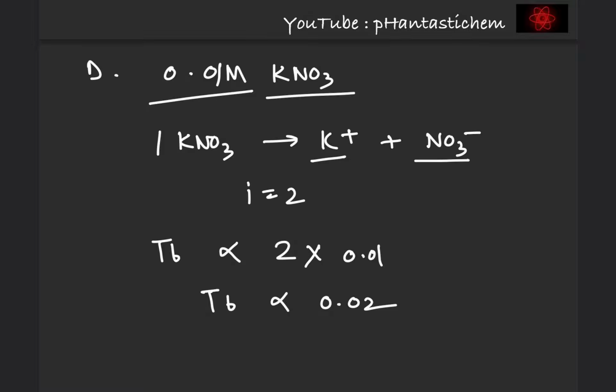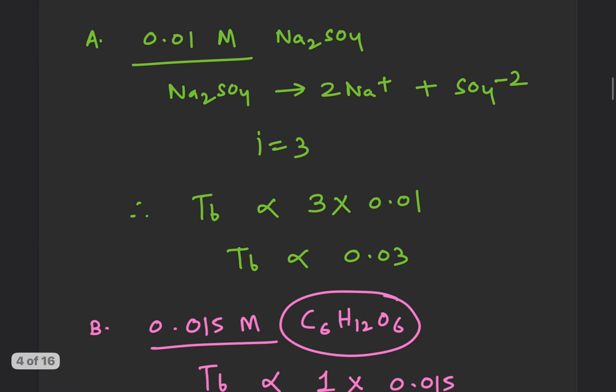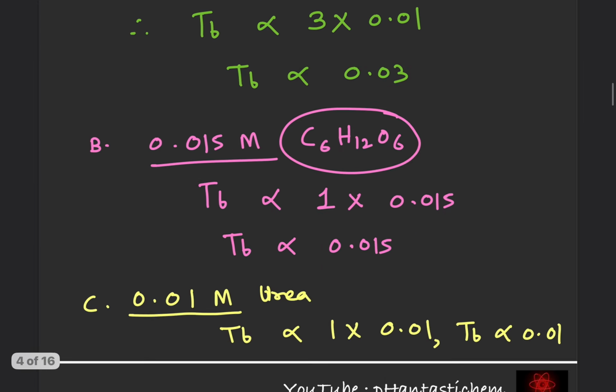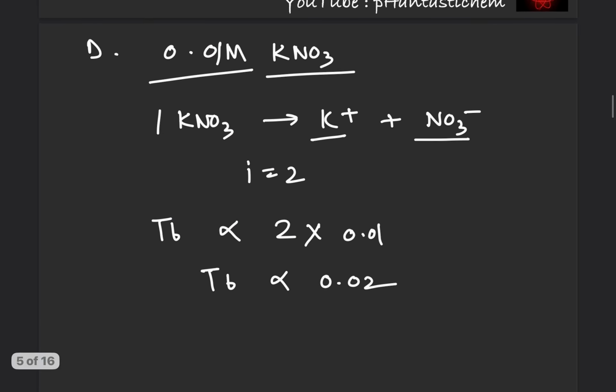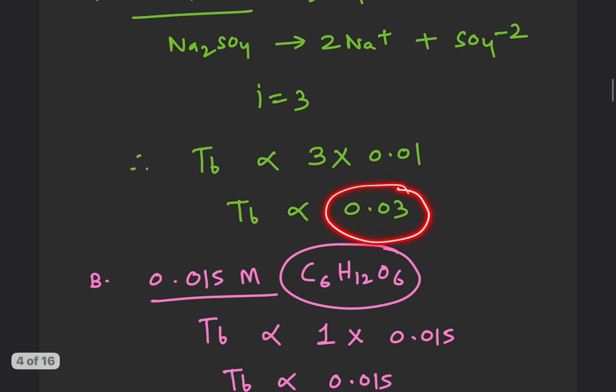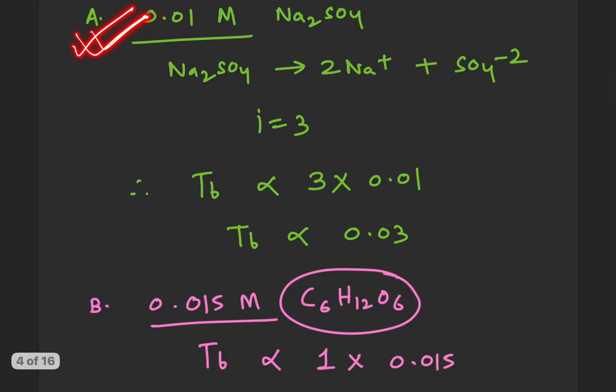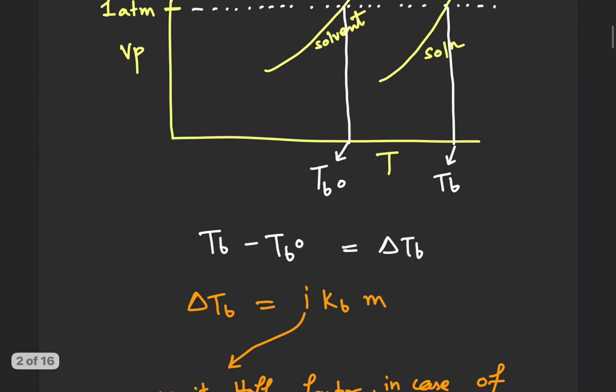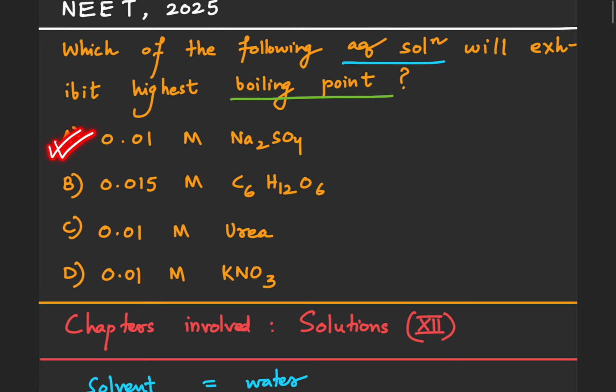Now they are asking us which one will exhibit the highest boiling point. Obviously, the number to which TB is directly proportional will decide. The highest number will obviously give us the highest boiling point. In case A, we have 0.03, then we have 0.015, which is smaller, 0.01 is even smaller, and D is 0.02. So therefore, 0.03 is the highest number. So therefore A will exhibit the highest boiling point, that is 0.01 m sodium sulfate. Okay, so therefore A is the answer. This is the answer. Okay, thank you.